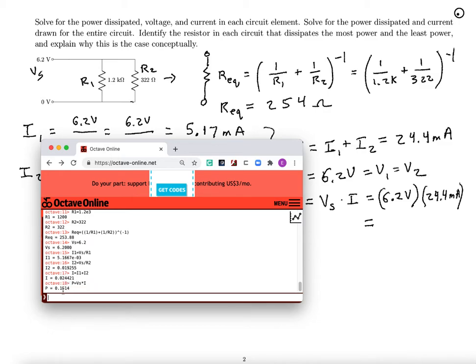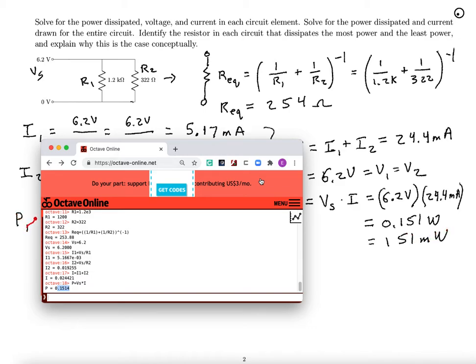And so the total power dissipated in the circuit is 0.151 watts, or if you want, 151 milliwatts.